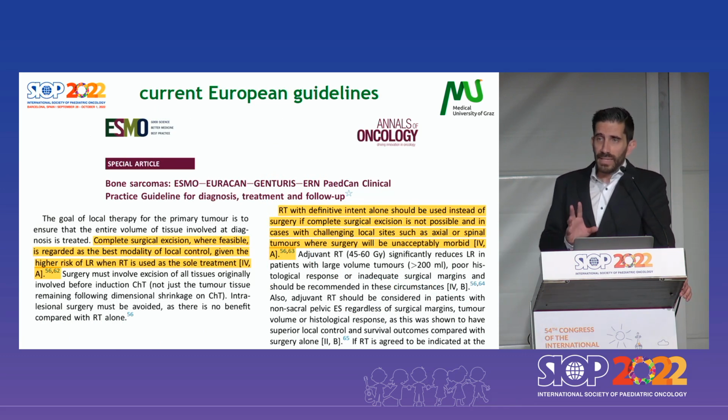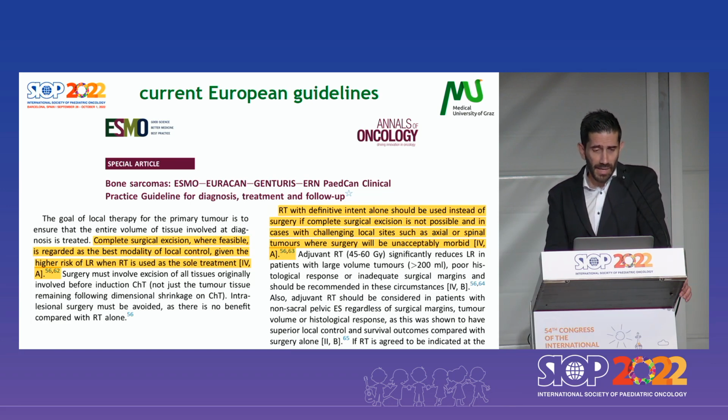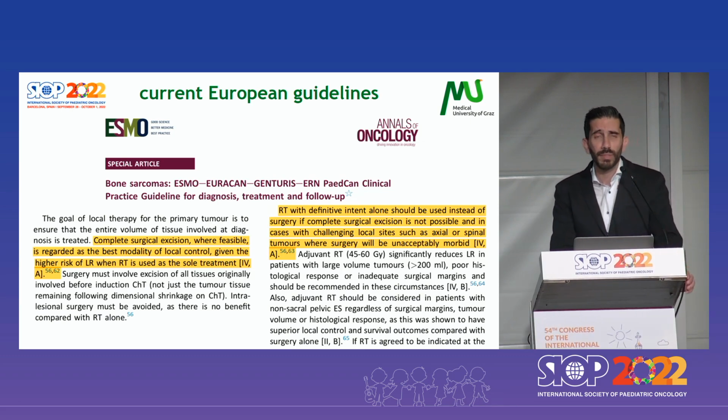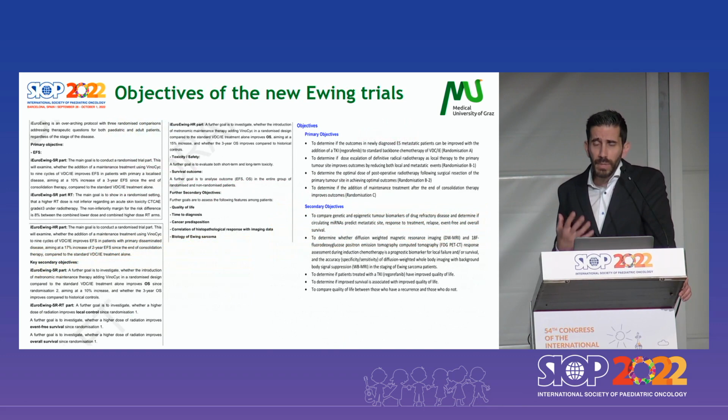In Europe, at least at the moment, surgery is considered to be the treatment of choice, if feasible, for the majority of patients with Ewing sarcoma, because the data that we have seem to show that there's a slightly higher risk of local recurrence if we use radiotherapy. However, you will see here that radiotherapy is used when we cannot do surgery, and I'll come back to this point in a minute. However, surgery is a very important local treatment modality in Ewing sarcoma patients.